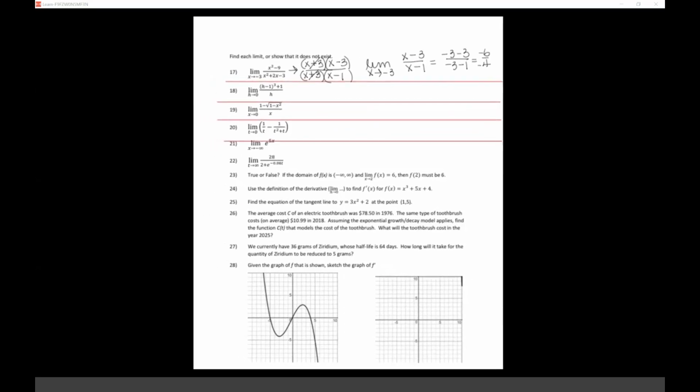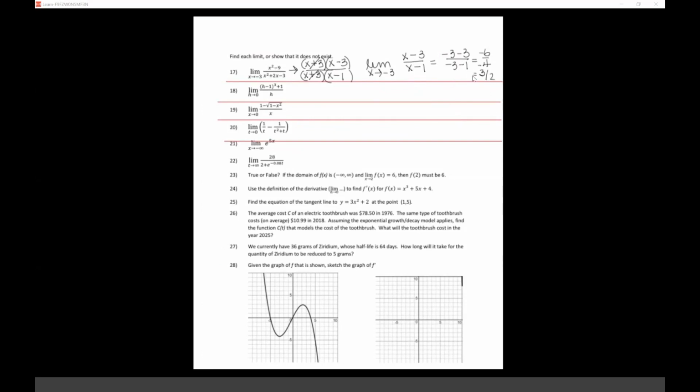That's -6 over -4, and that's 3/2. Okay, so the limit as you approach x equals -3 of this rational function is 3/2. That means as I get closer and closer to x equals -3, my output value is getting closer and closer to 3/2. Okay. Now my idea is a picture's worth 1,000 words.